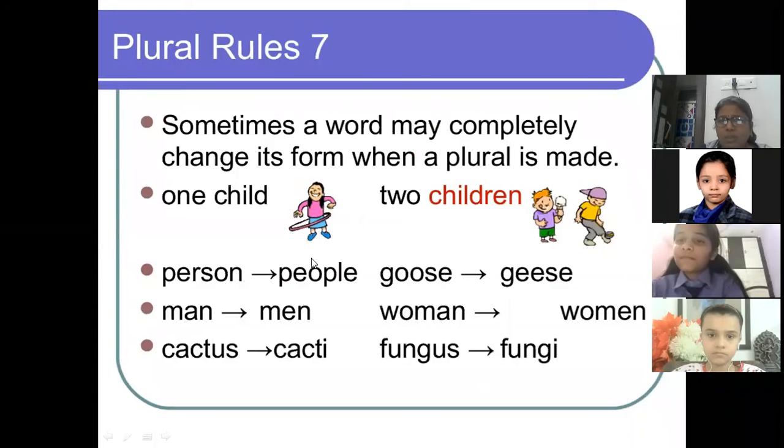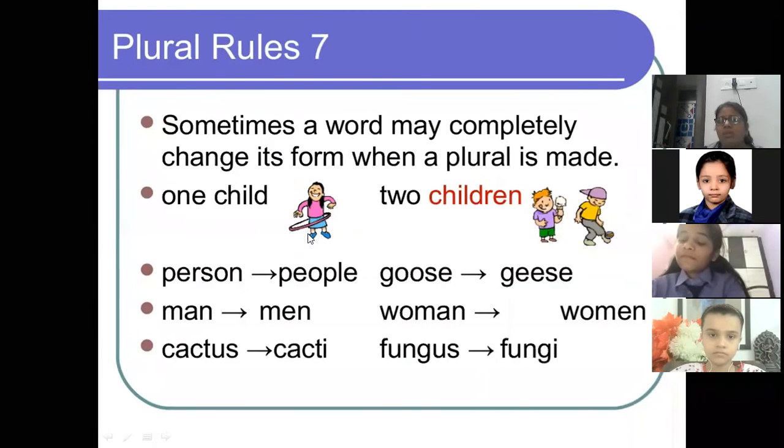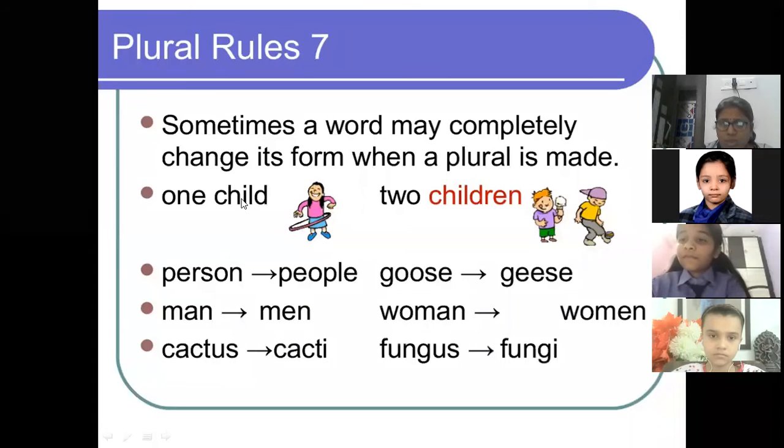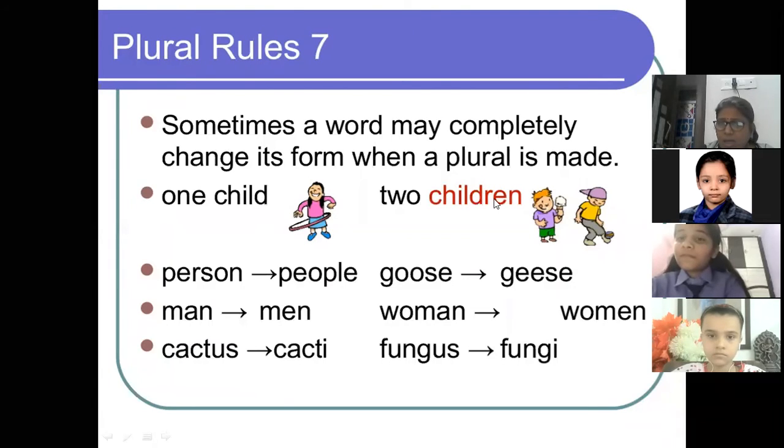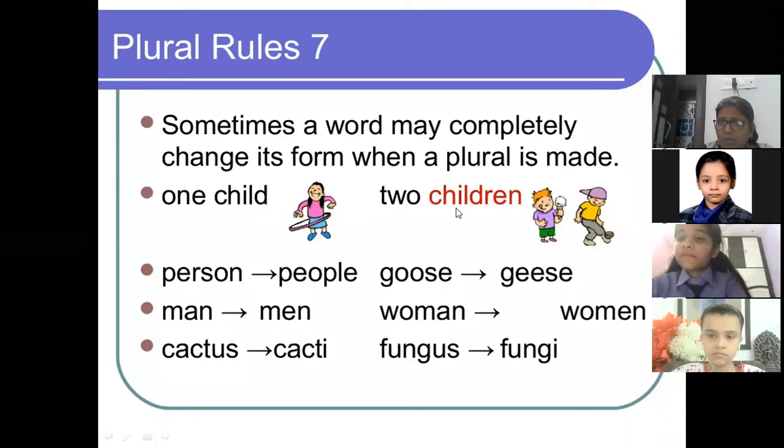Rule number 7 is saying that sometimes a word may completely change from singular to plural. Like if I want to speak about child, it means one child. When I want to say for more, then I will not say childs. What is the word for plural? Children. So here child plus REN is becoming children.